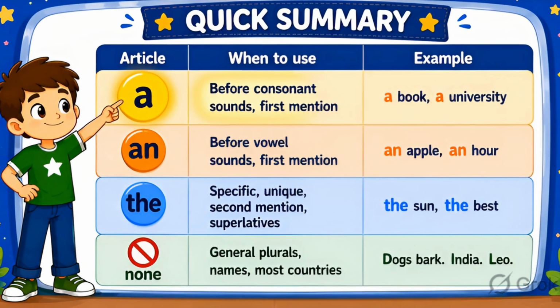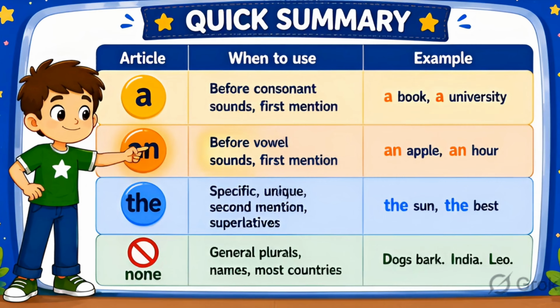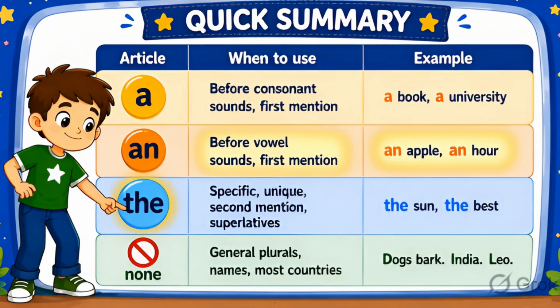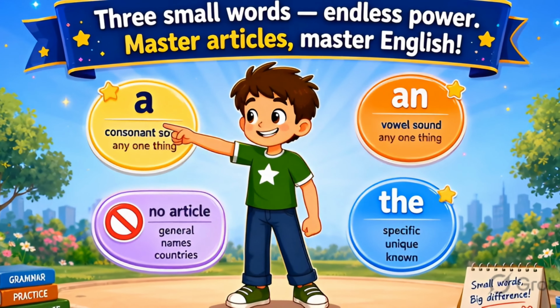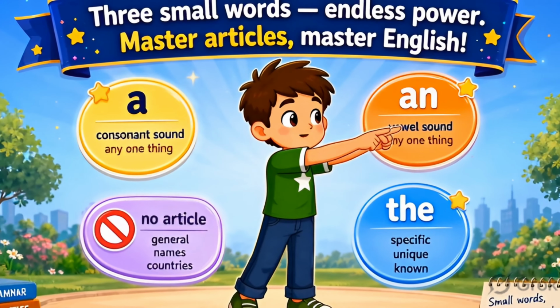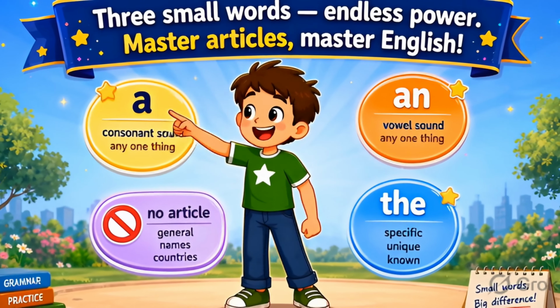Here's your complete article guide. A for consonant sounds, an for vowel sounds. The for specific and unique things. And sometimes no article at all. And that's Chapter 7. A, an, and the are three of the most used words in English. Master these and your sentences will sound natural and correct. See you in Chapter 8, the gender of nouns.